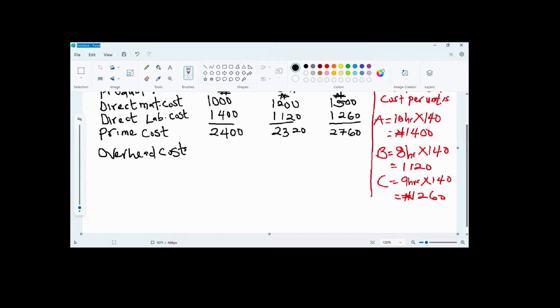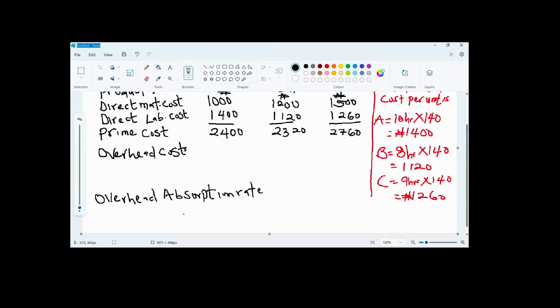Now, I want to calculate overhead costs using direct labor hour, using the traditional method. First, calculate your overhead absorption rate.